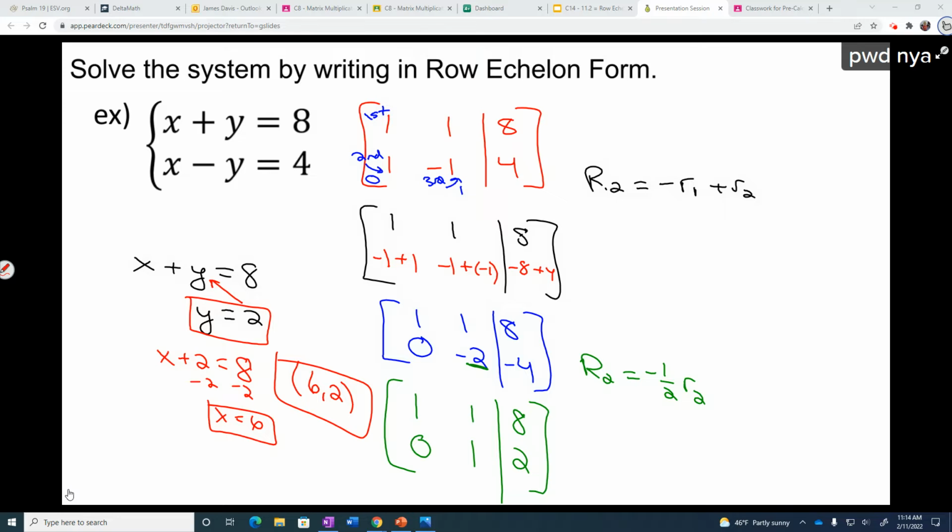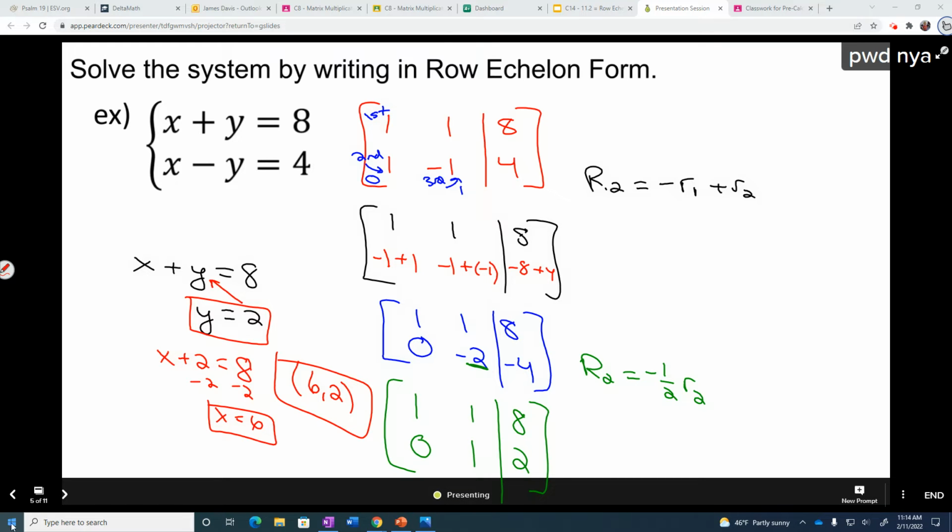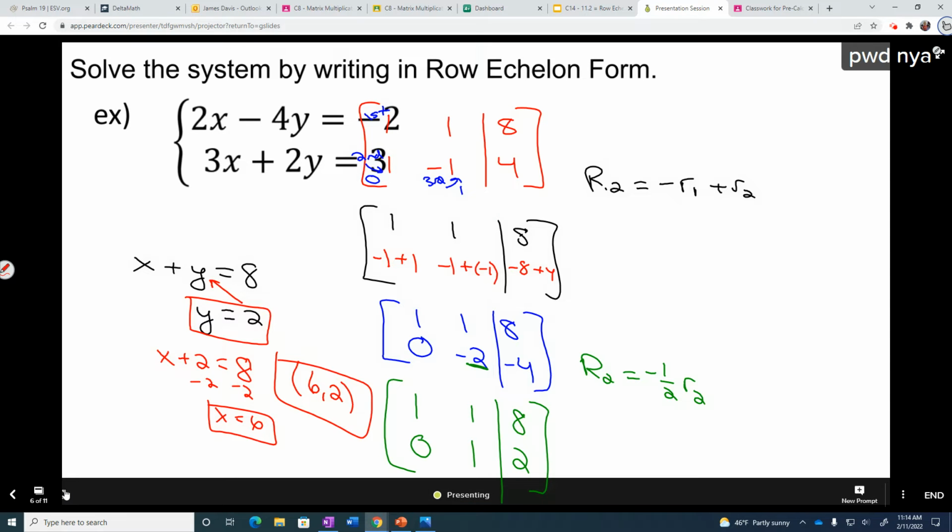And you can check your answer pretty easily. 6 plus 2 is 8. 6 minus 2 is 4. I know that took longer than it would have if we just would have used elimination or something, but we're building up that skill so we can eventually do hard ones. And you're going to have to start coming up with these row operations as well. I'll train you to get there.